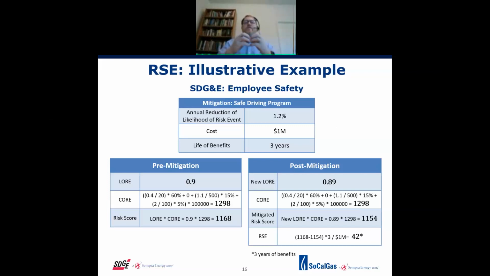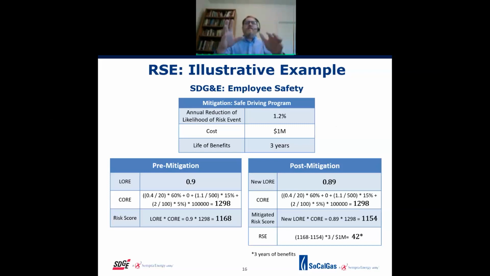In this case, though, we're suggesting that the consequence of the event would be similar. We're not changing the consequence. In fact, most of our mitigations reduce the likelihood of the event rather than necessarily being able to reduce the consequence of the event. Some do, but most focus on the likelihood. That's just an aside, but this is an example of one of those. So the new lower would drop to 0.89, the core stays the same. So the new mitigated risk score is now 1154.